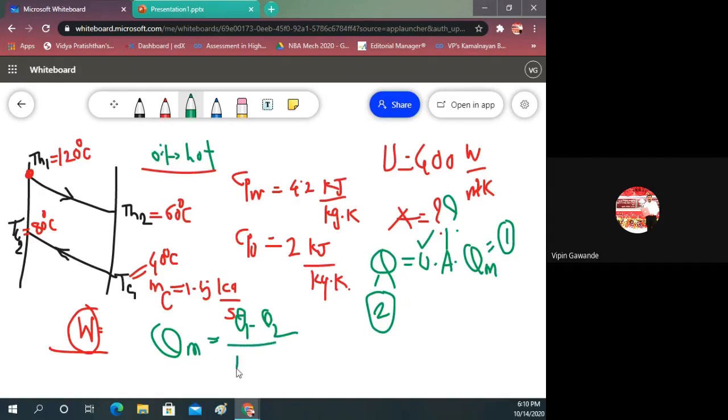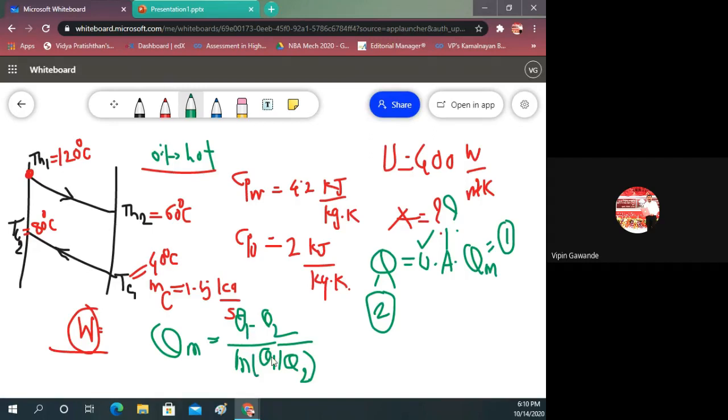Theta 1 minus theta 2 over ln theta 1 by theta 2. Just repeat the formula. Every time, write down the formula. You'll remember the formula. Don't just assume that you know the formula, thinking I don't have to write it down. Whenever you write down the formula, you will remember it.